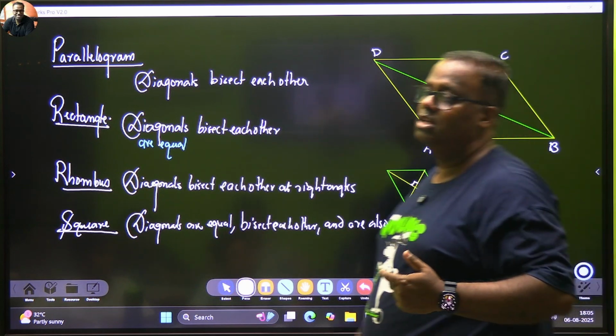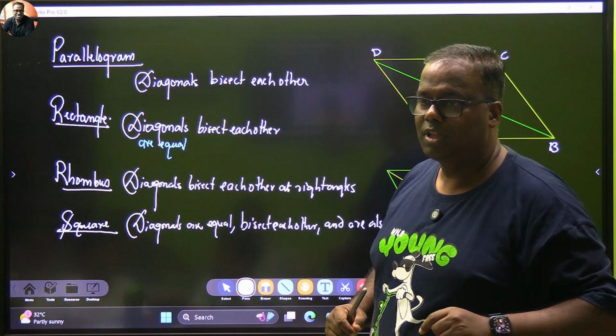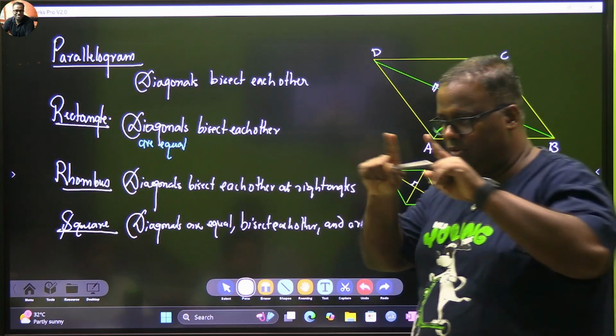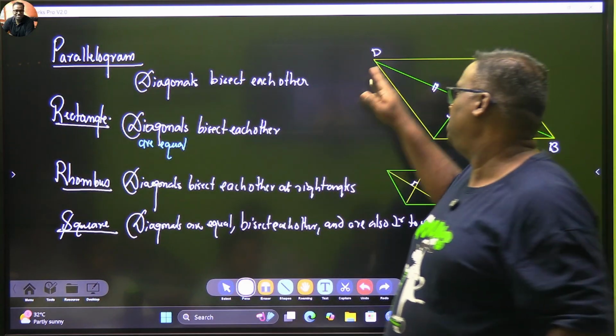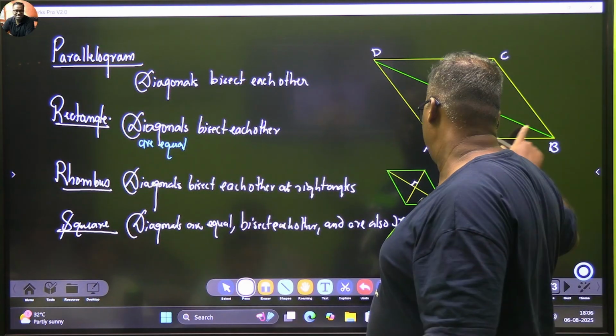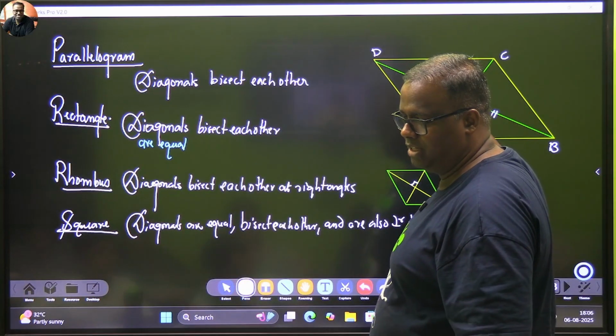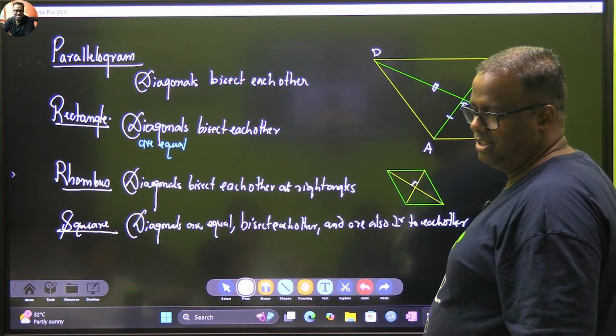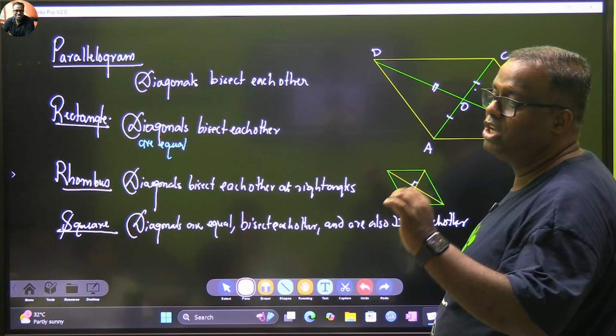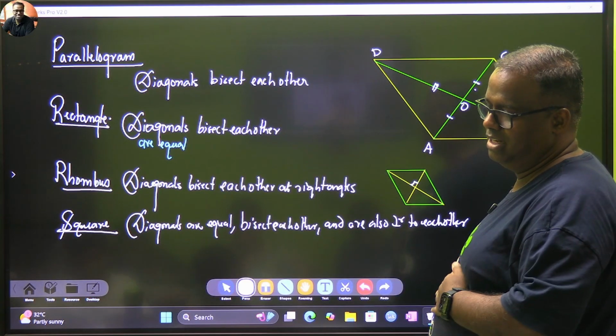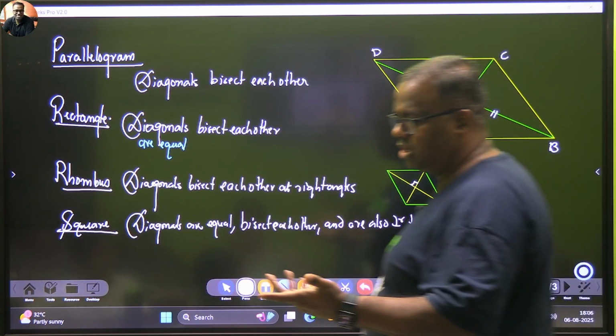Adjacent means, whenever you make a figure, you should see the periphery and then see the nearby angles. Not these two. Adjacent angles must share a common side. That is the best. So let me do that question.